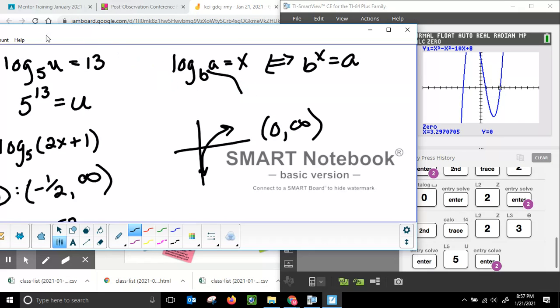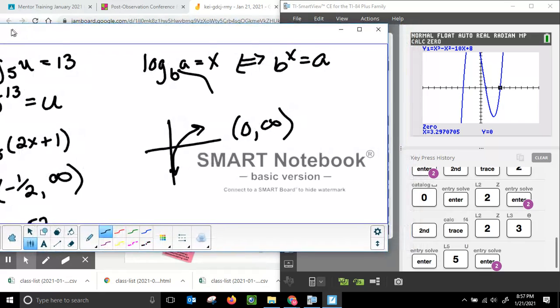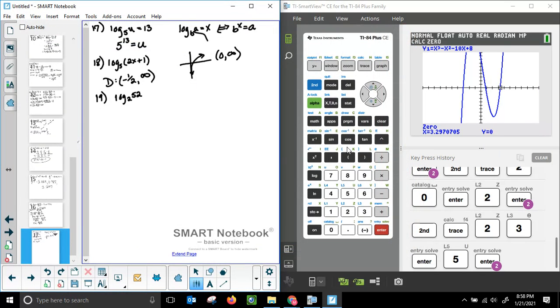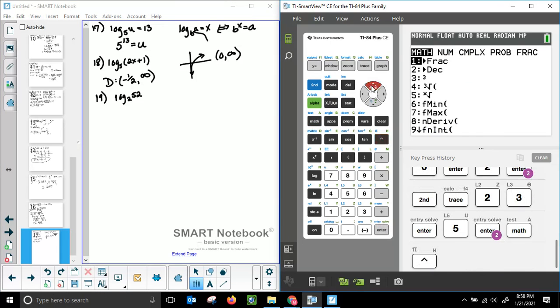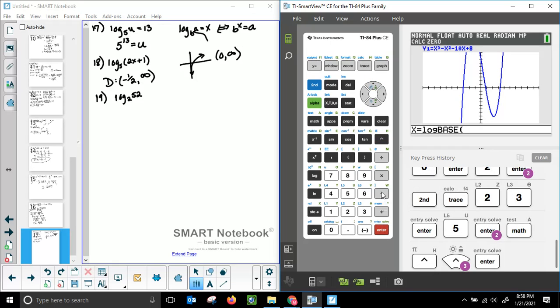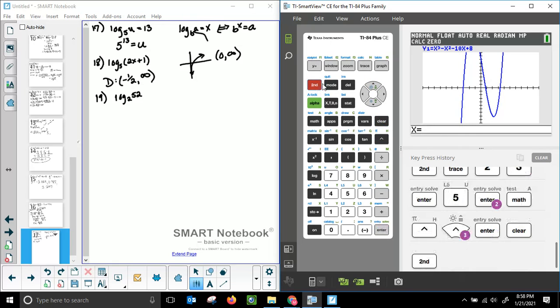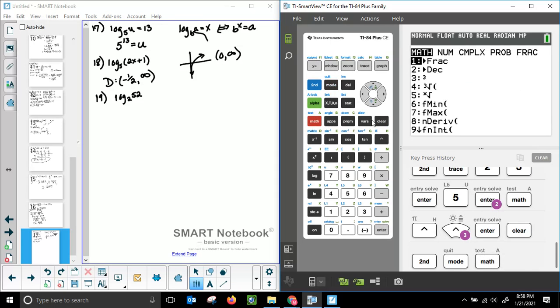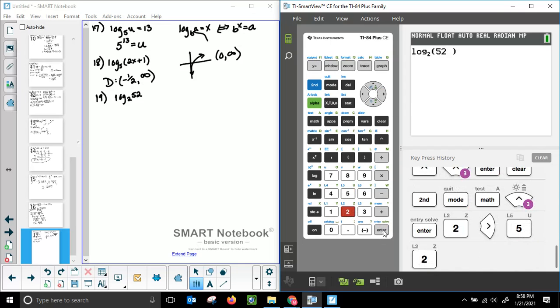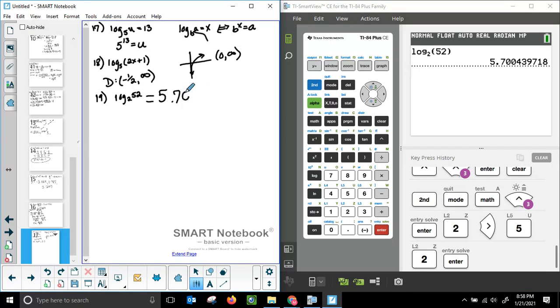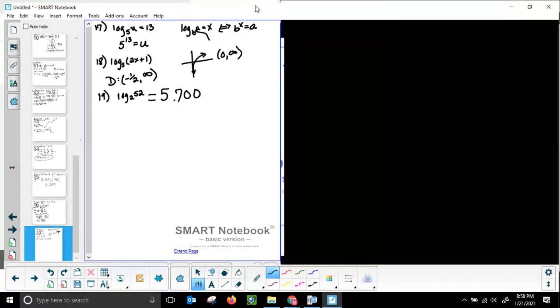We can say math, up, times to log base. We can say log base 2 of 52 equals 5.700.